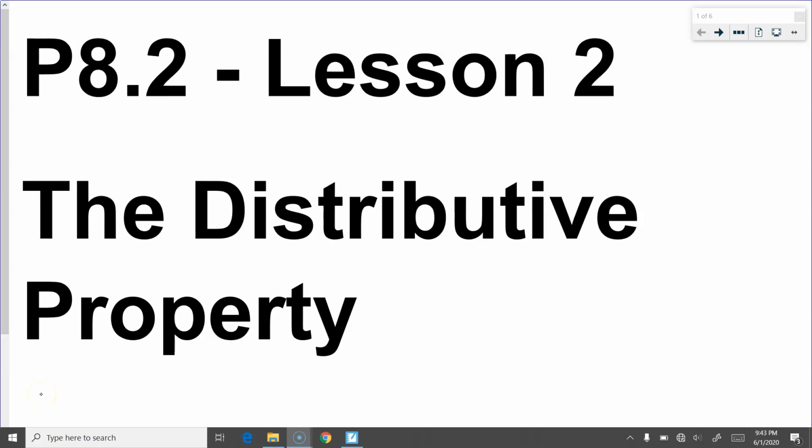Hi there, today's lesson is P8.2, lesson 2, the distributive property. Again, I want you to make sure you check out the first section of the visual notes because they will help you in the assignment, as I'm just going to get right to this.